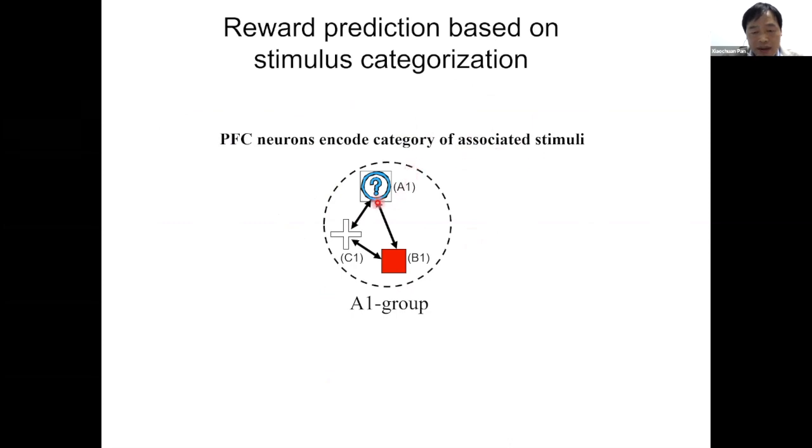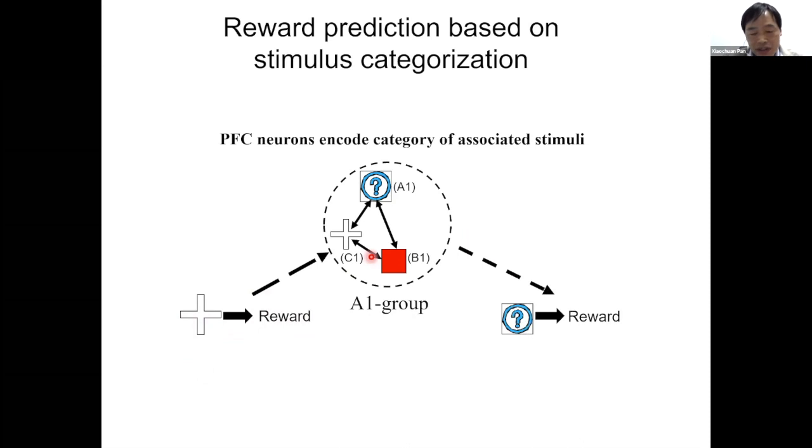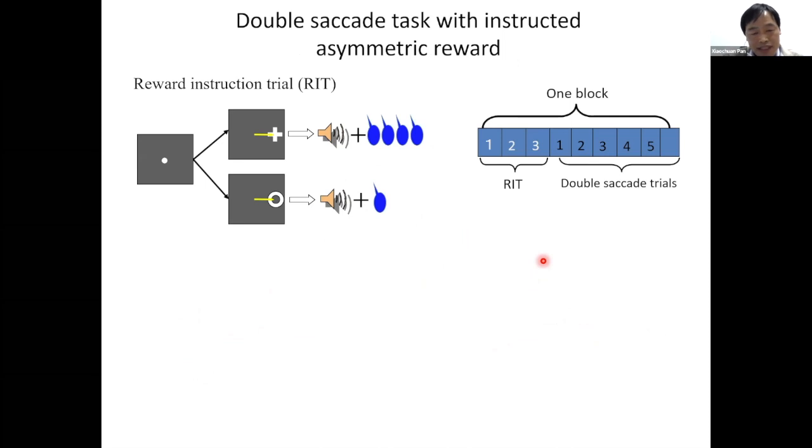associated stimuli A1, B1, C1 into the A1 group. So when the monkey learned C1 is paired with a reward, we expect the PFC neuron could predict A1 is also associated with reward. This is what we call the category-based reward inference. Based on this idea, we designed this kind of task.